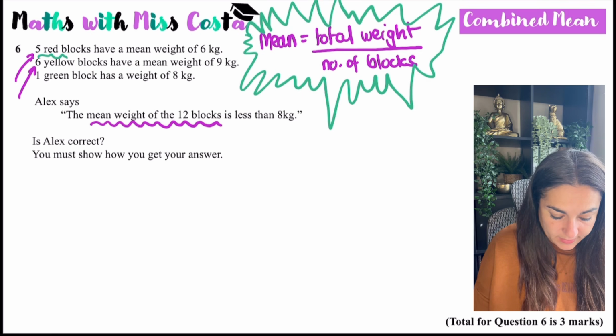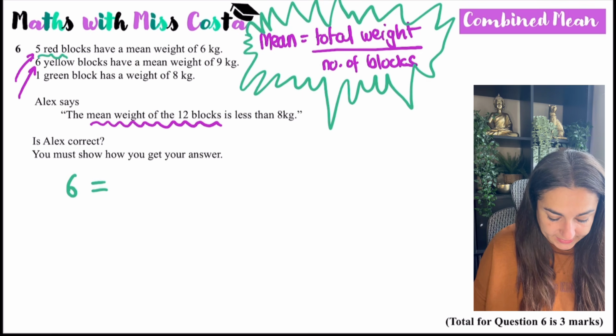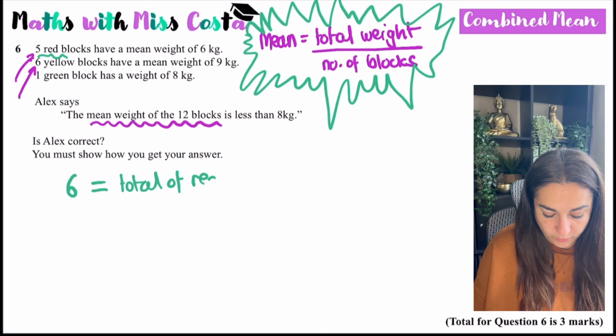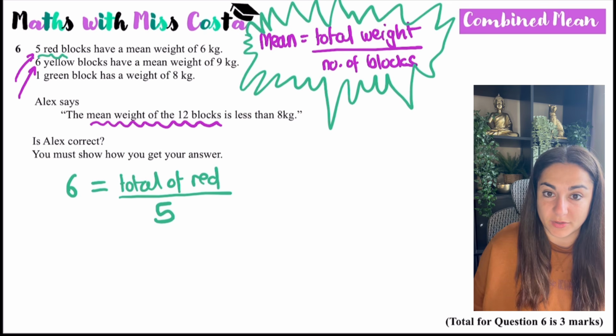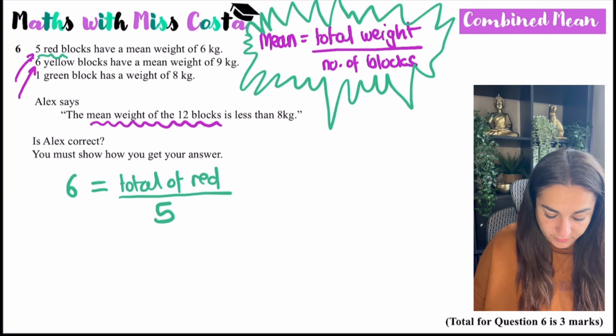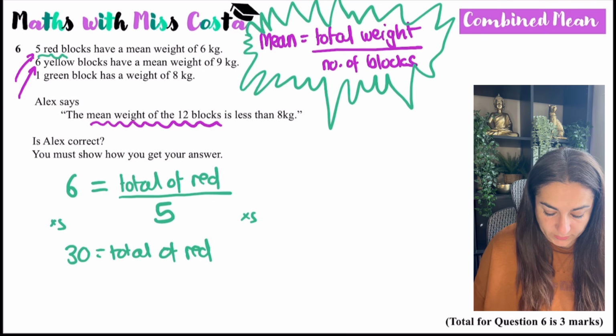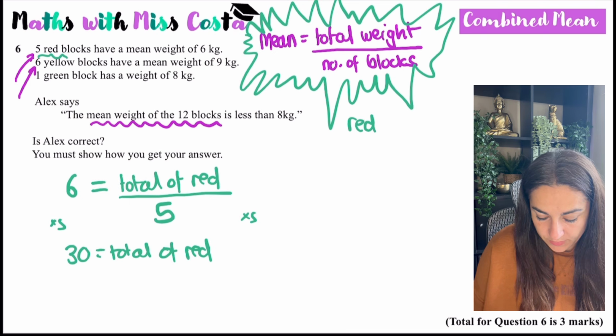So the mean of the red blocks is 6. So it's going to be the total of red divided by 5, because there are 5 red blocks. So then I can just rearrange the formula, times both sides by 5. So that must mean that 30 is how much the red blocks weigh. So I know that red total is 30 kilograms.